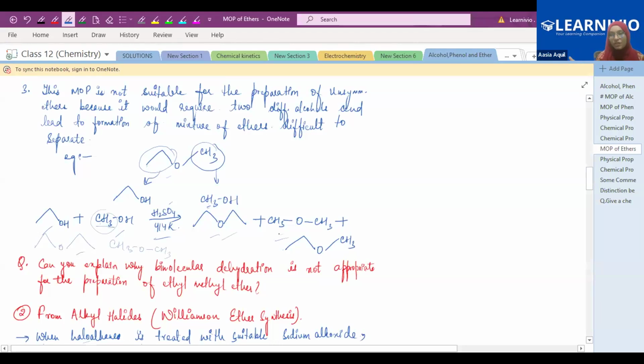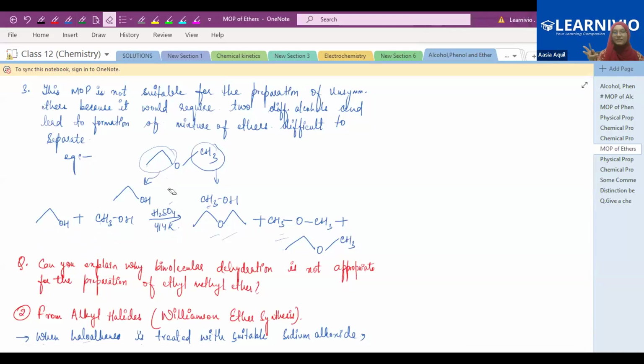But you get the mixtures of these three. That's why this method of preparation is not suitable for the preparation of unsymmetrical ether. This is only for the symmetrical type of ether, because if you try to make the unsymmetrical type of ether, you need two different alcohols. And when you react these two different alcohols, you will get a mixture of ethers.